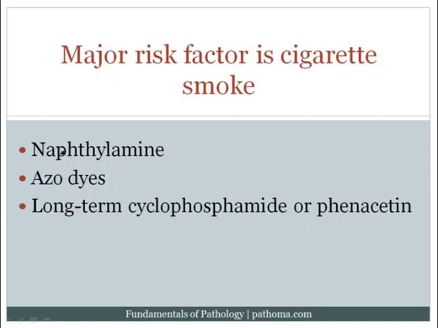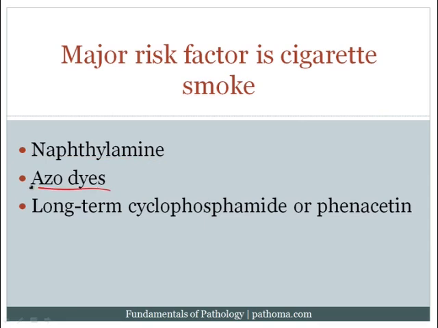The number one risk factor for urothelial carcinoma is cigarette smoke. In particular, within cigarette smoke, polycyclic aromatic hydrocarbons. Additionally, naphthylamine is a risk factor. Naphthylamine actually is one of the carcinogens present in cigarette smoke, and so therefore it's just a further reminder that cigarette smoke is a major risk factor.